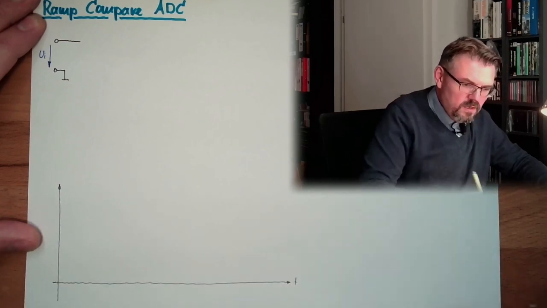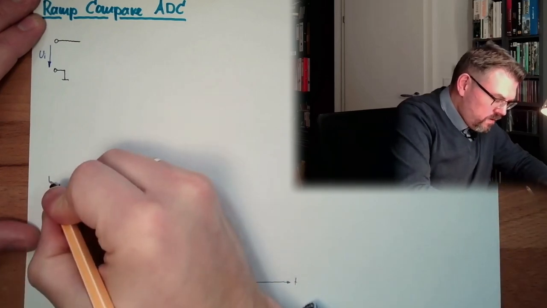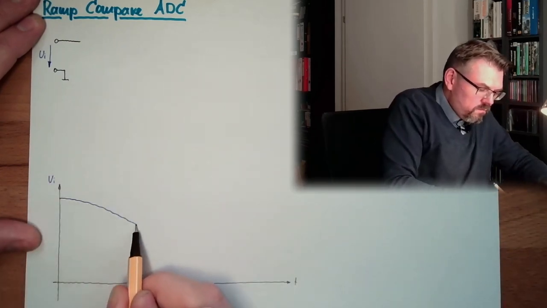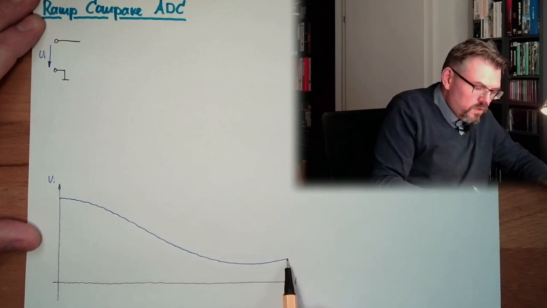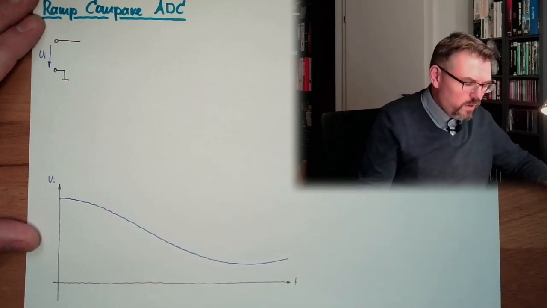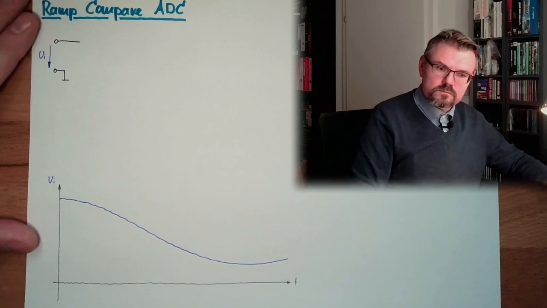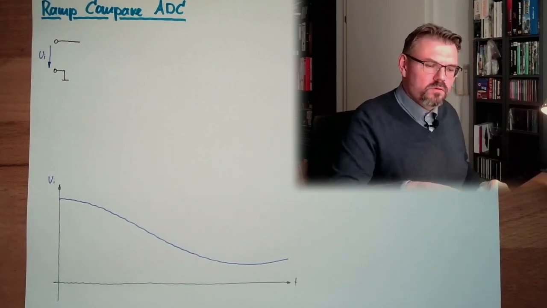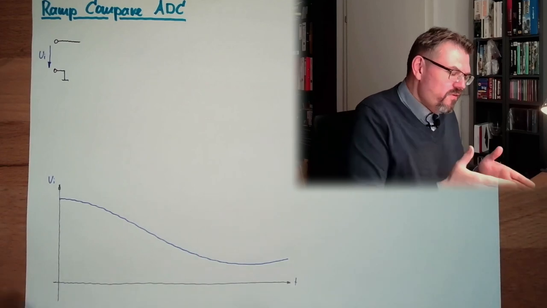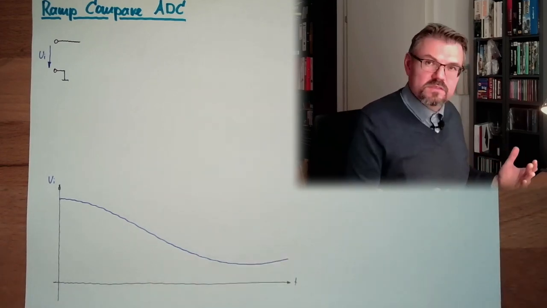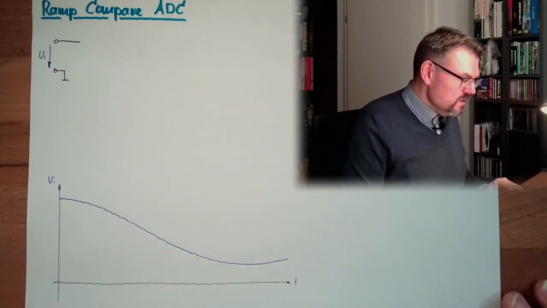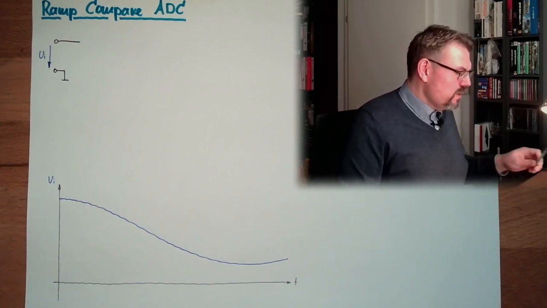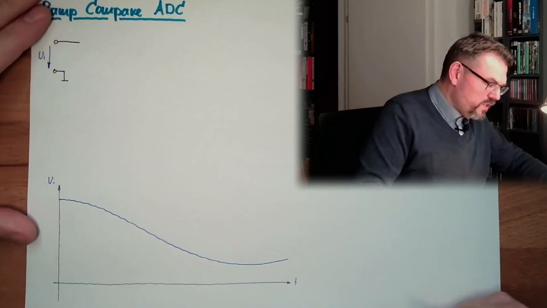If this is D and we have a UI, this might look like this, changing over time. Alright? So this is UI. And I want to have an output. I want to have a number reflecting the current value of this UI. This is the goal. So what we do is that we have a sawtooth generator.